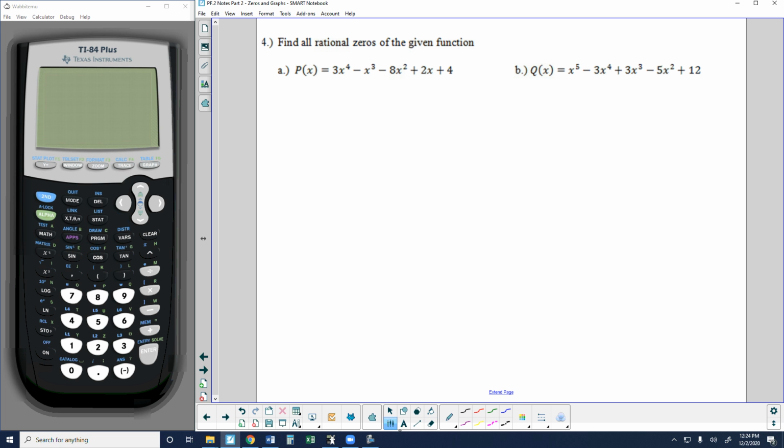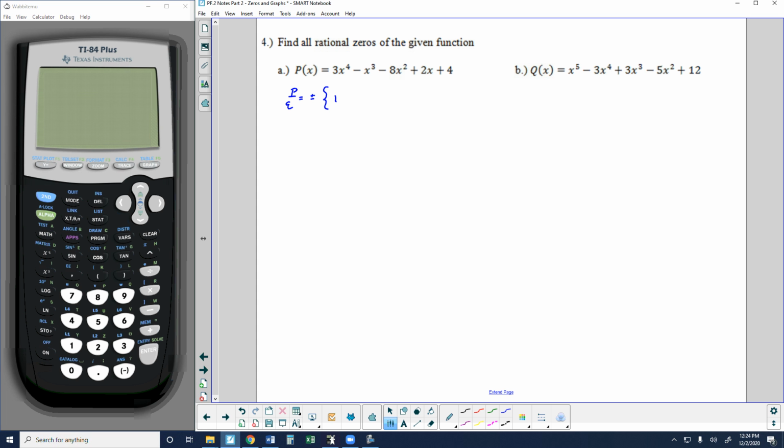Remember, possible rational zeros come from the list P over Q, where P is factors of the constant and Q is factors of the leading coefficient. So factors of the constant 4 would be 1 and 4, 2 and 2. And factors of the leading coefficient, 3, is 1 and 3. So what I would get is factors of 4 over factors of 3.